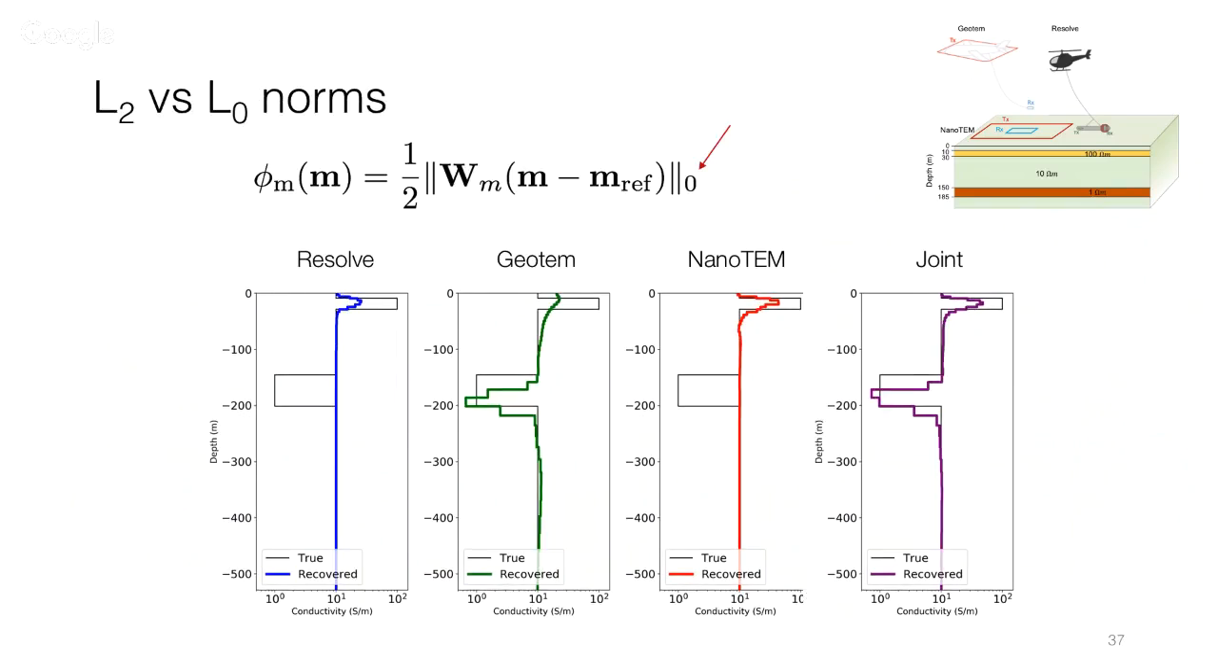This is because you've got more of the right character that's associated with what the true model is. So I think the take-home message there is that taking more data that are sensitive to the same physical property, choosing the right kind of norm for the problem, and inverting the data jointly is what you're going to want to do.